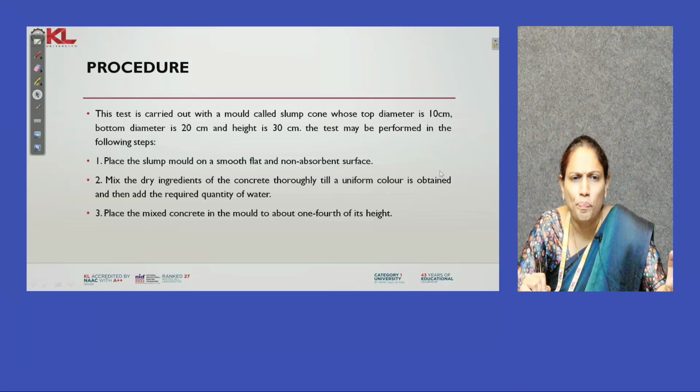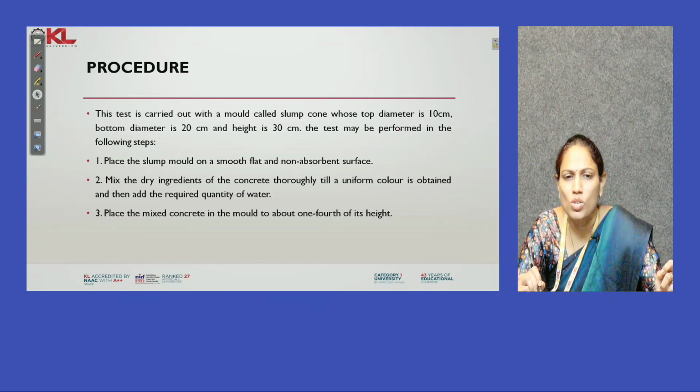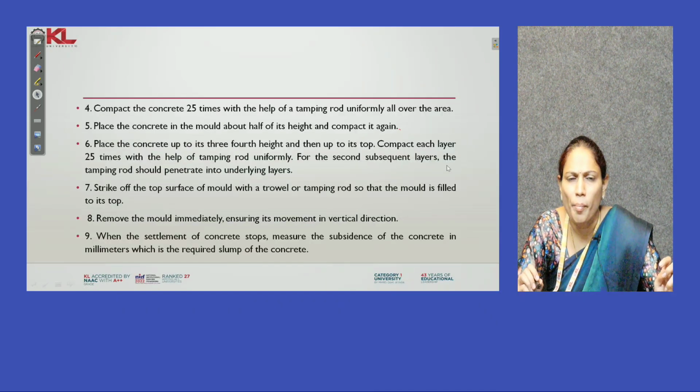What are those? Place the slump cone mold on a smooth, flat and non-absorbent surface, and mix the dry ingredients of concrete thoroughly till a uniform color is obtained, and then add the required quantity of water. So place the mixed concrete in the mold to about 1/4 of its height. Next, compact the concrete 25 times with the help of the tamping rod uniformly all over the area.